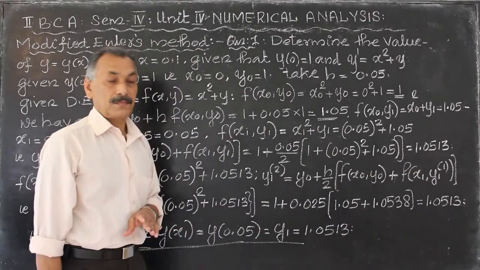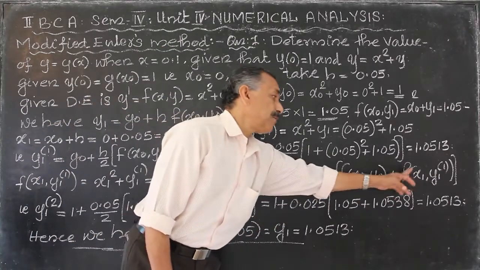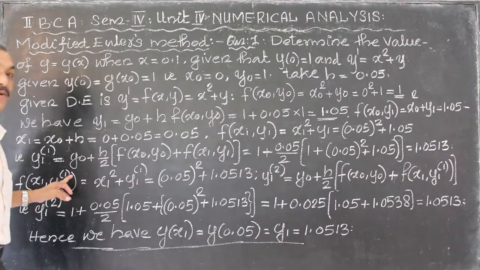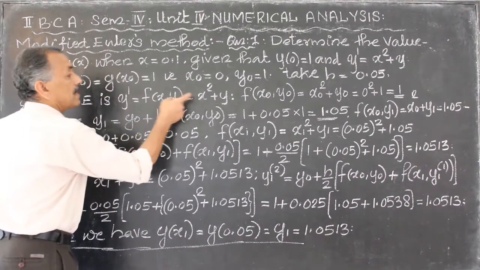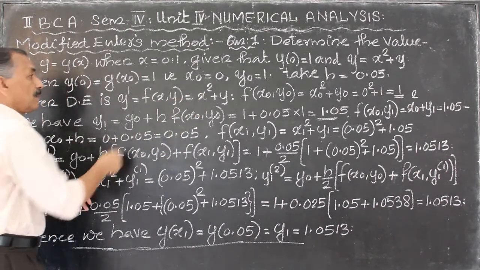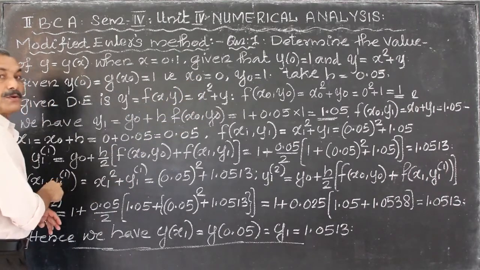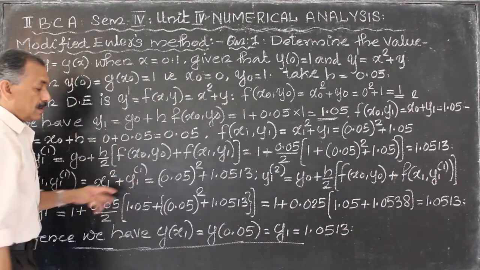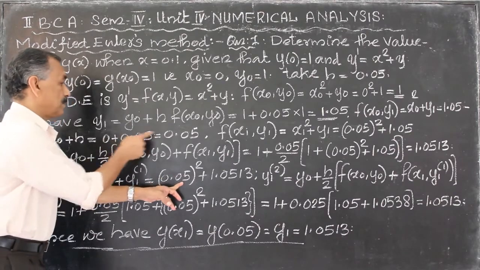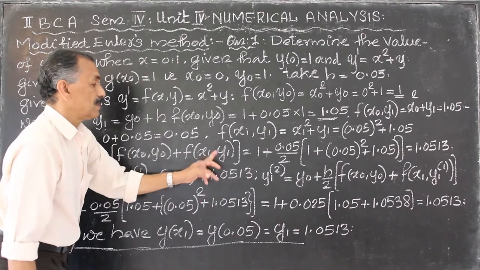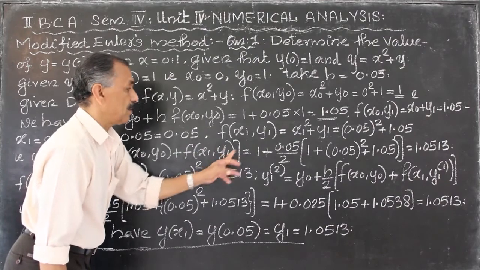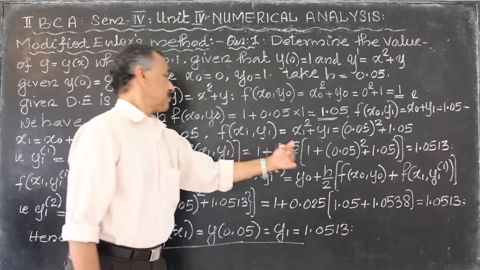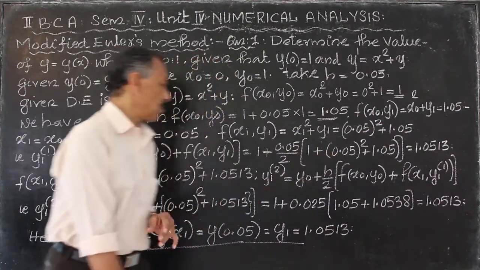Now we get the value of f of x1 y11. Another way: f of x y is equal to x squared plus y, so putting x1 and y1, we get x1 squared plus y1, that is 0.05 squared plus y1. What is the y1 value? y1 is equal to 1.05 only.